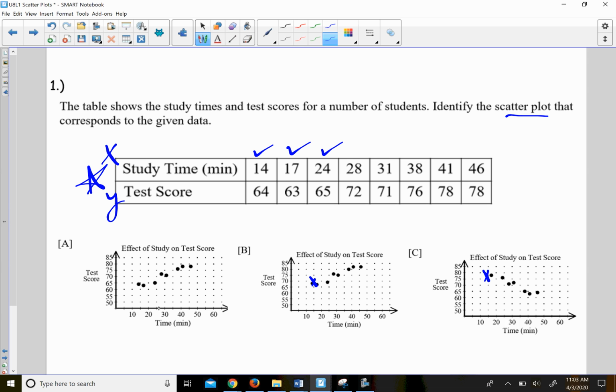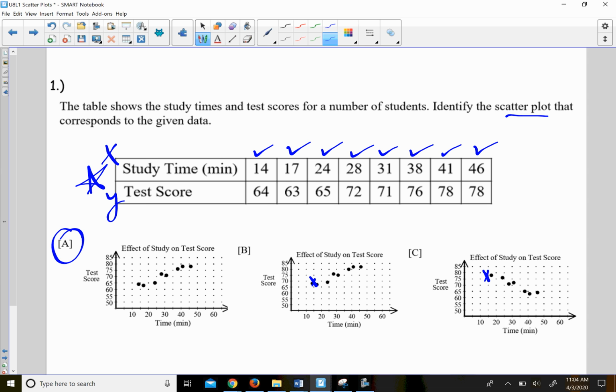28 minutes at 72. They got a score of 72. So it looks like the more time they study, the higher their score is. Not a coincidence. 38, 76. So 38's a little before 40, and I go up to that guy's about 76. 41, 78, just before the 80, and 46 to 78. So it looks like choice A is our graph. That's a scatter plot. There's points scattered throughout the graph.